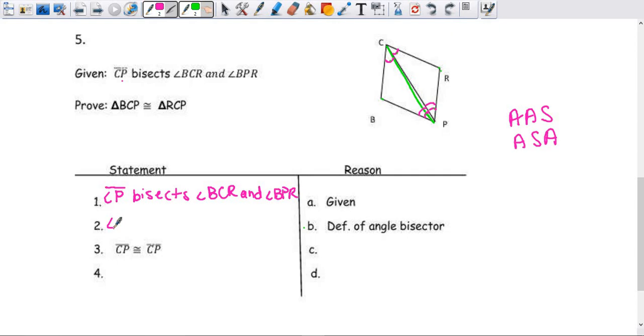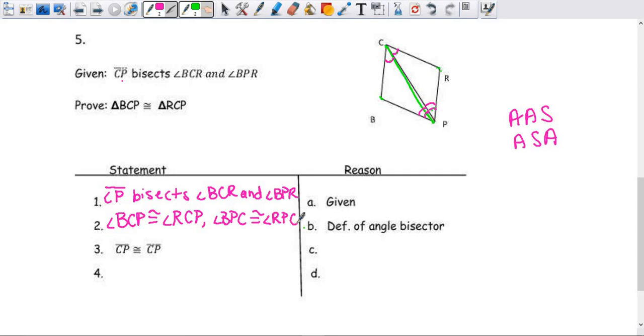So I would have that angle BCP is congruent to angle RCP. But I also got the ones down here. So I've got angle BPC is congruent to angle RPC. So that gave me the little angles.